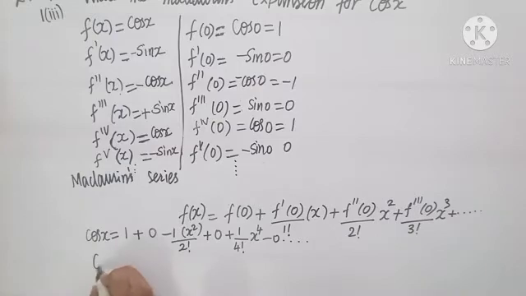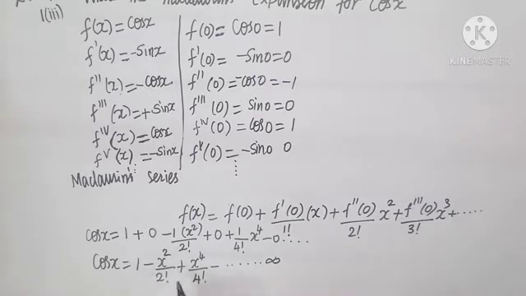How to simplify the answer? Cos x equals to 1 minus x square by 2 factorial plus x power 4 by 4 factorial minus, and so on up to infinity.